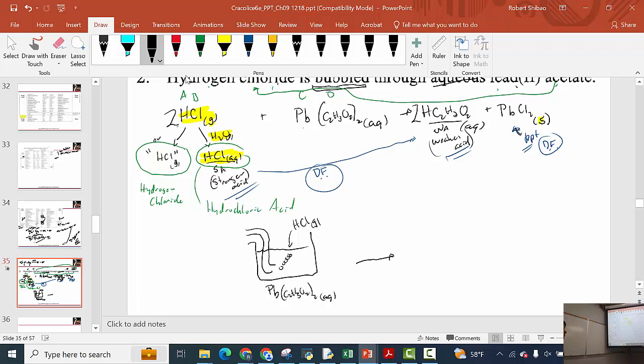And what should form here? Yeah, a precipitate. So the precipitate I'll just hash out. It's going to be a solid precipitate of lead 2 chloride, PbCl2. And in solution, we're going to have what? Acetic acid.